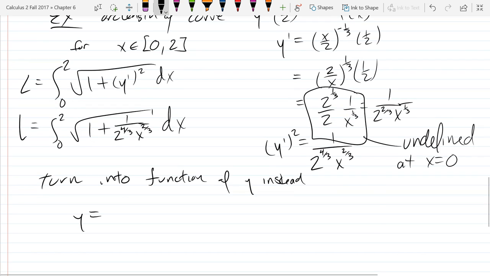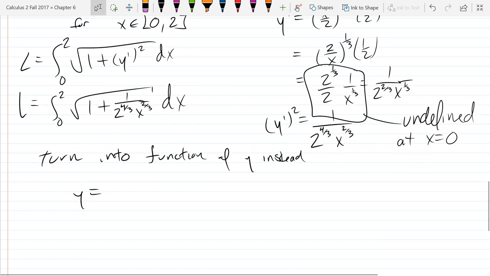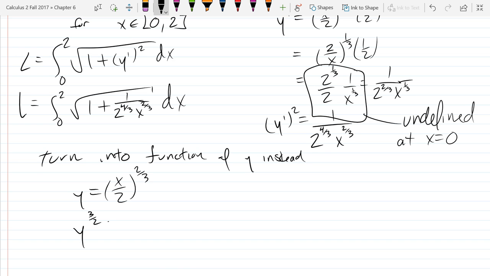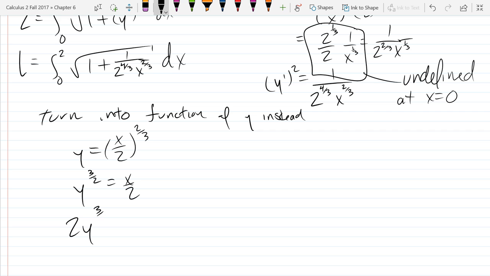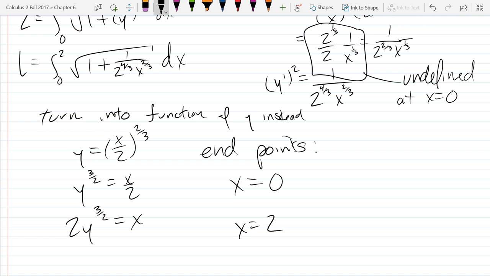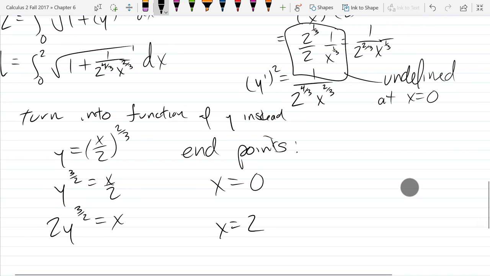So we have y equals x over 2 to the 2/3. So that's y to the 3/2 equals x over 2. 2y to the 3/2 equals x. All right, there's our function of x. We got to convert our endpoints. Before they were x equals 0 and x equals 2. So what do those turn into?